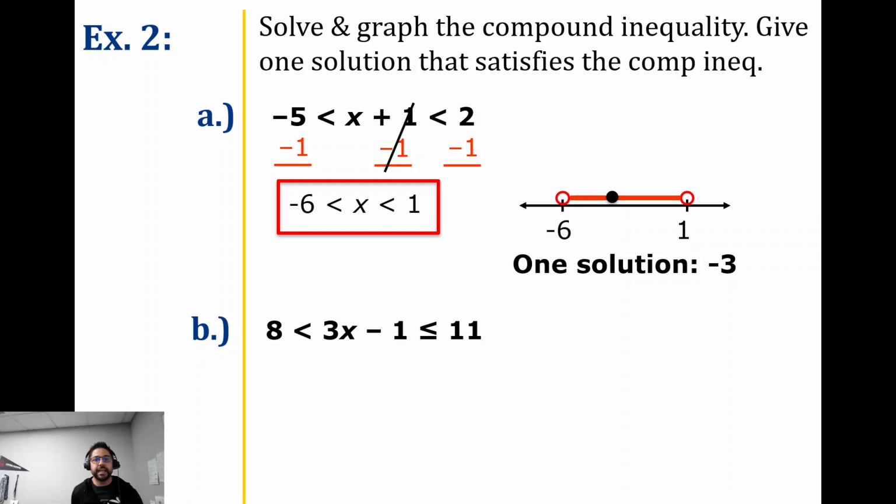All right, starting in the center again. On our previous one, it had a plus 1, so our inverse operation was subtract 1. On this one, it says subtract 1, so our inverse operation is add 1. Both sides. Let's see. All right, add 1, add 1.